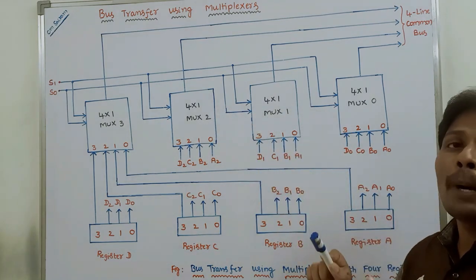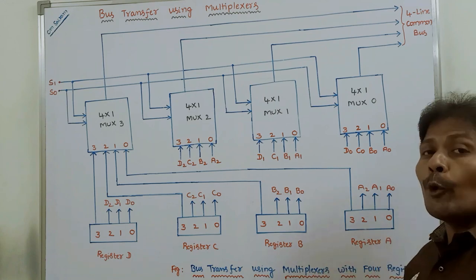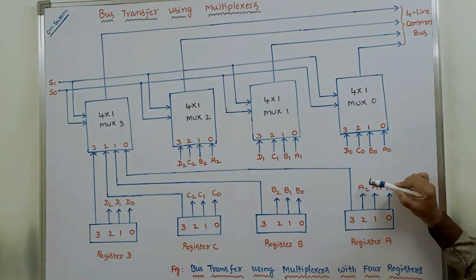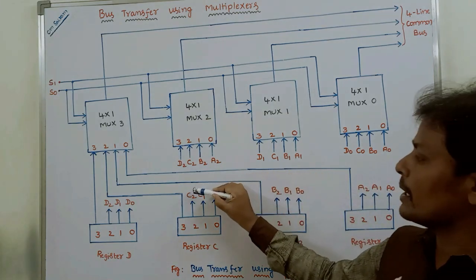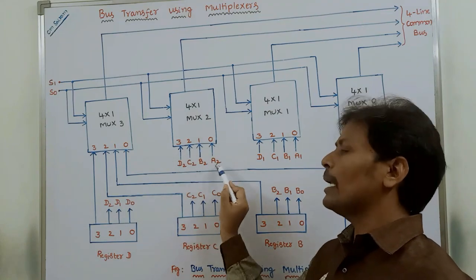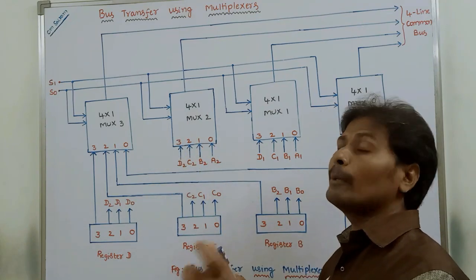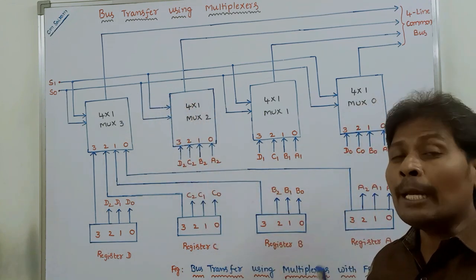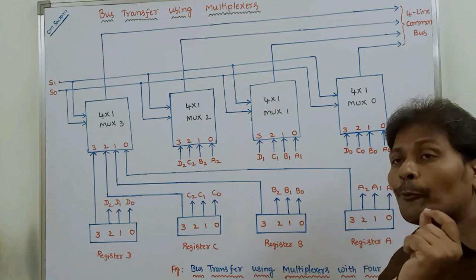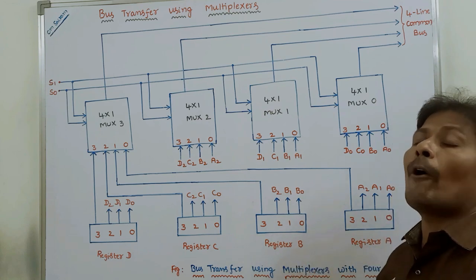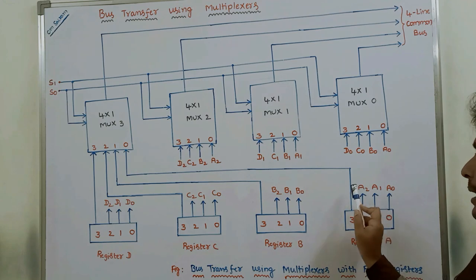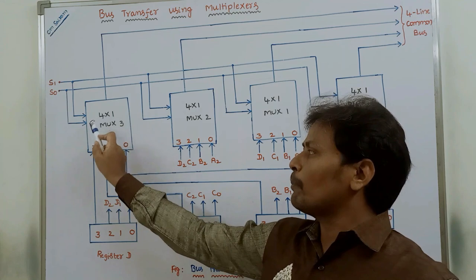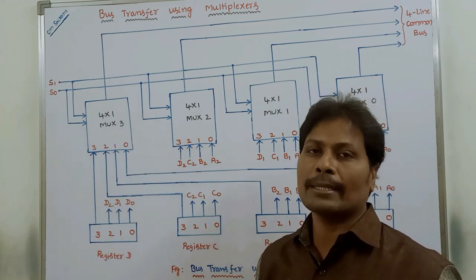Multiplexer 2 multiplexes only the 2 data inputs of each register. So that is A2, B2, C2, D2. It multiplexes only the 2 data inputs of 4 registers. Multiplexer 3 multiplexes only the 3 data inputs of each register, that is A3, B3, C3 and D3, which are multiplexed only by multiplexer 3.